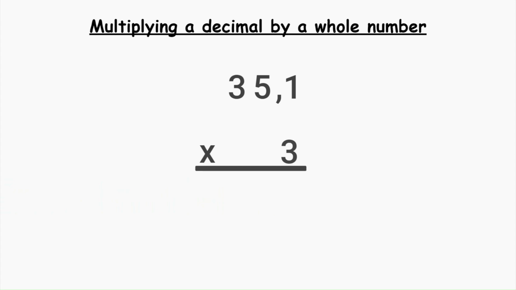So how did you get the answer for this one? Well, remember, the number on the bottom needs to be multiplied by each of the digits on the top, starting with 1. So 3 multiplied by 1 is 3. Next, 3 multiplied by 5 is 15. Well, 15 is a double-digit number. That means the digit that is in the tens place of 15 needs to be carried and placed over the 3 at the top. So let's do that.